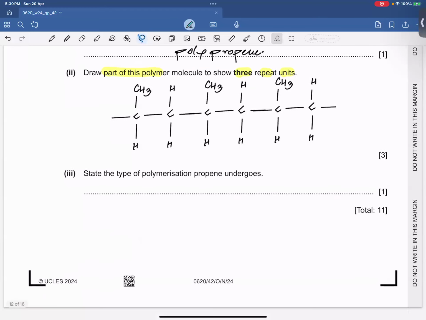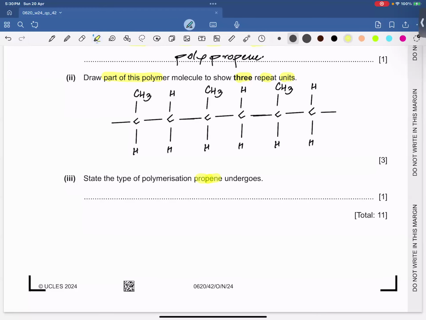State the type of polymerization propene undergoes. Propene is an alkene and all alkenes undergo addition polymerization. Let's move on to the next question.